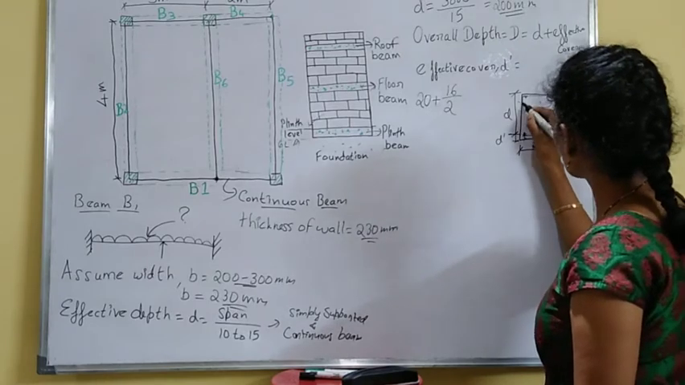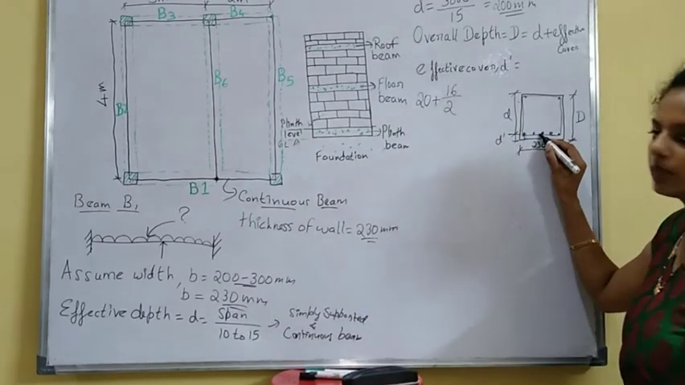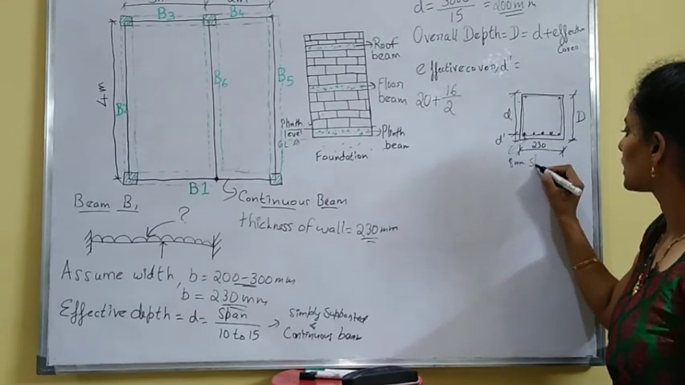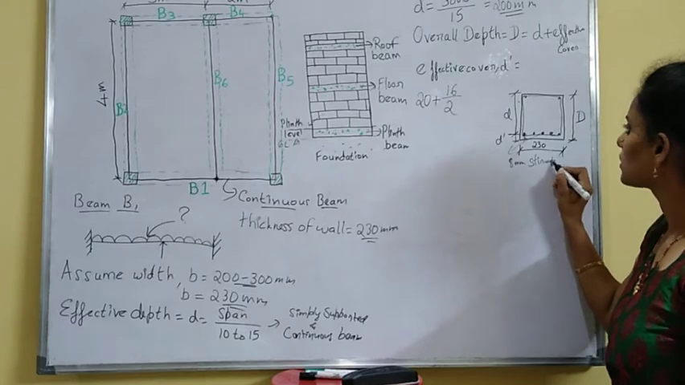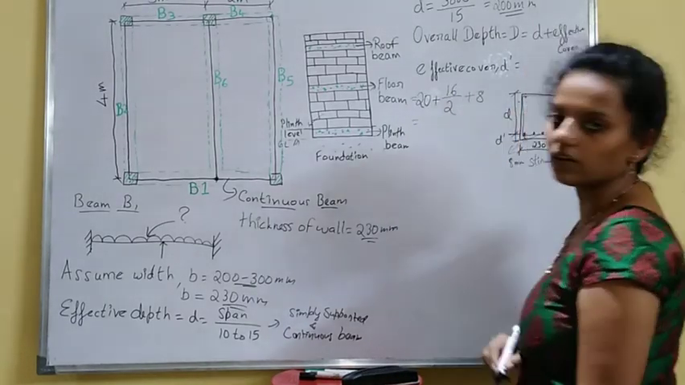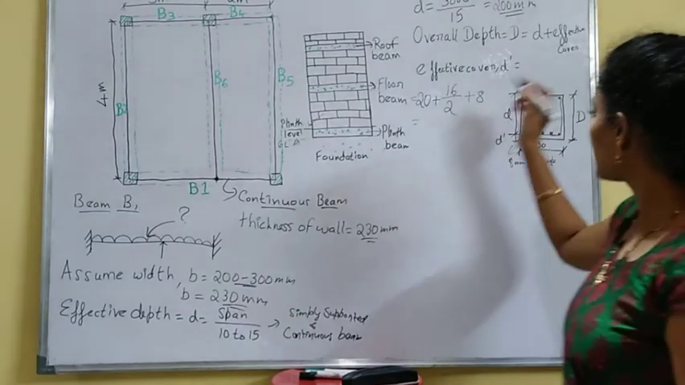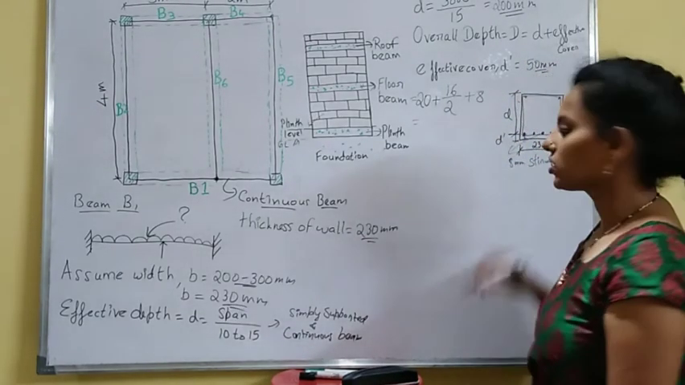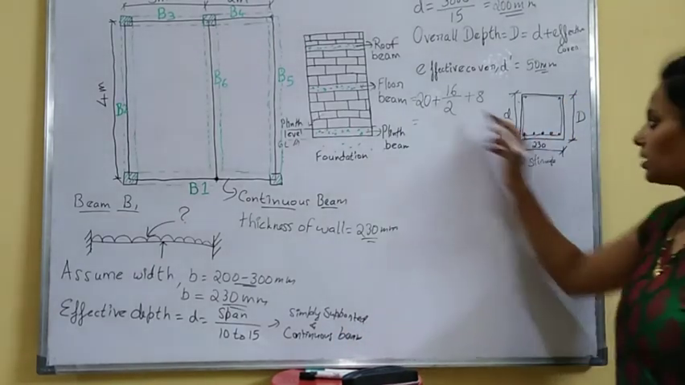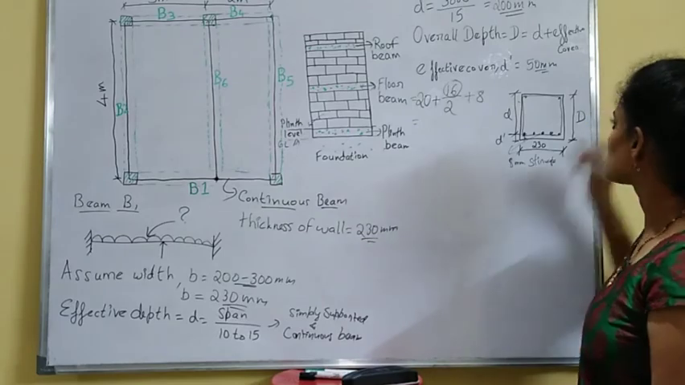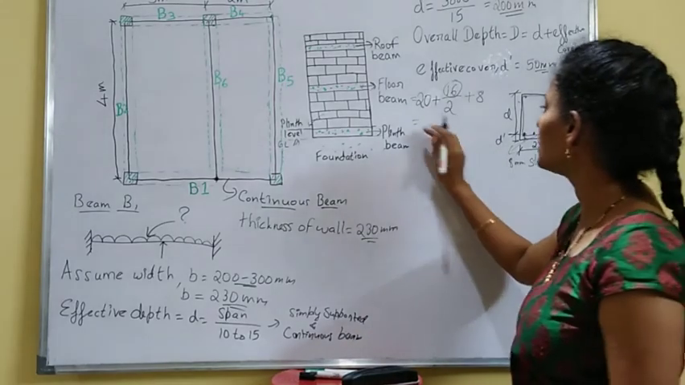To resist shear force, we have stirrup. Usually we will consider 8 mm stirrup, plus 8. This will be a nominal cover. Here directly you can assume d dash as around 50 mm. You can assume 40, 50 depending upon the maximum beam size we are going to consider. I will assume 50 here.